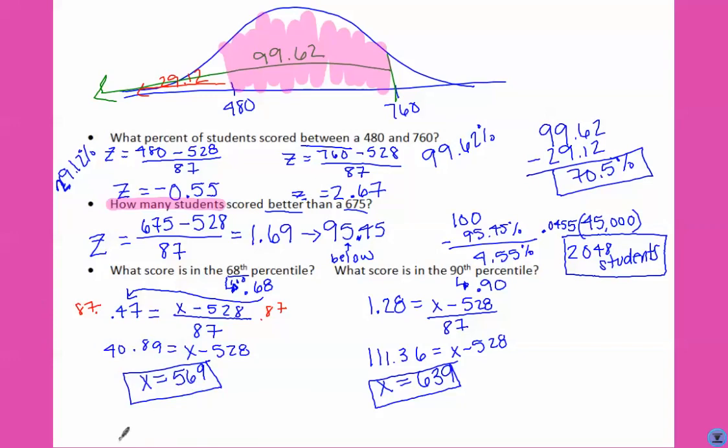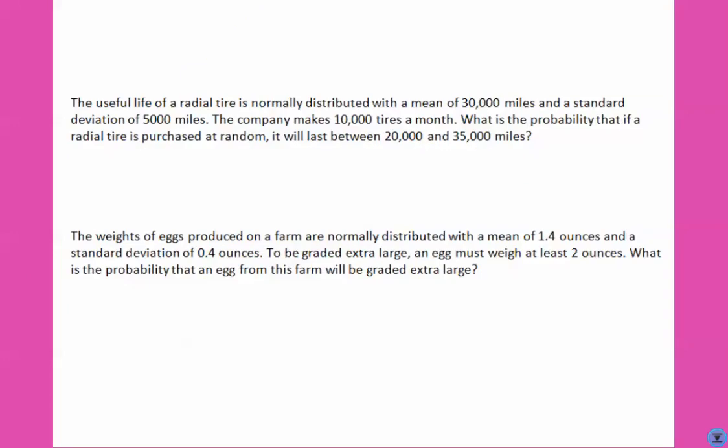All right, last page, everybody's favorite. I know you guys love word problems. So the useful life of a radial tire is normally distributed with a mean of 30,000 miles and a standard deviation of 5,000 miles. The company makes 10,000 tires a month. What's the probability that if a tire is purchased at random, it will last between 20,000 and 35,000 miles? So we're given two amounts of miles, which means we have to find two z-scores.